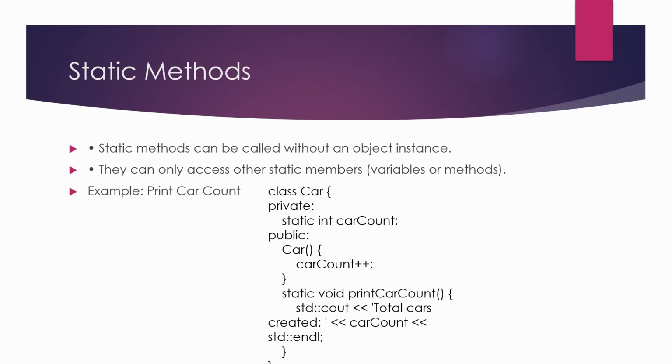Now let's move on to the static methods. Static methods can be called directly on the class without the need for an instance. However, they can only access other static members of the class. Static methods are often used for utility functions that do not depend on object-specific data.